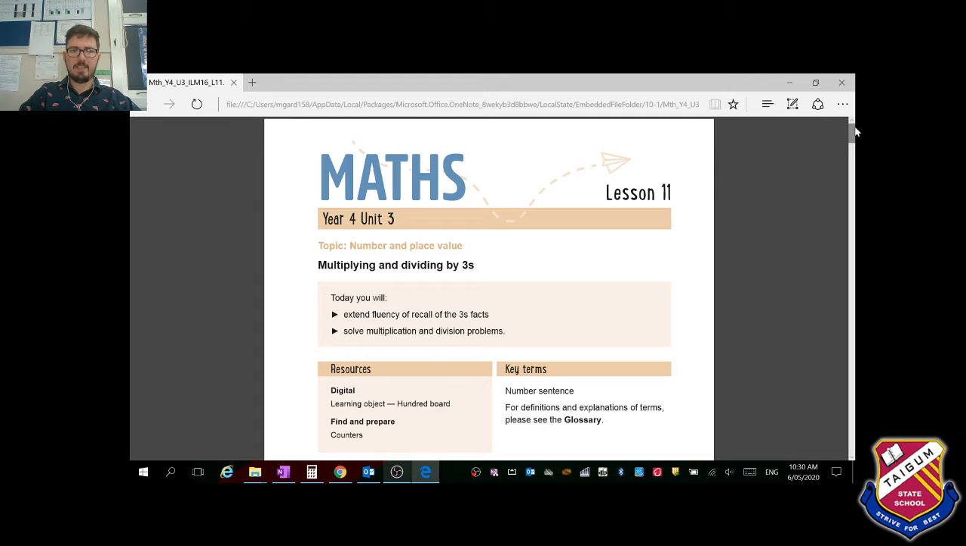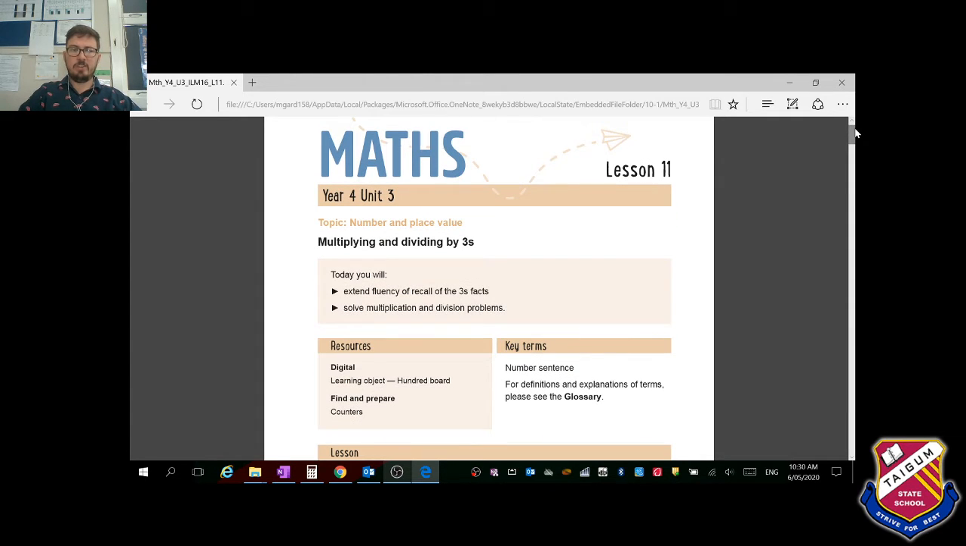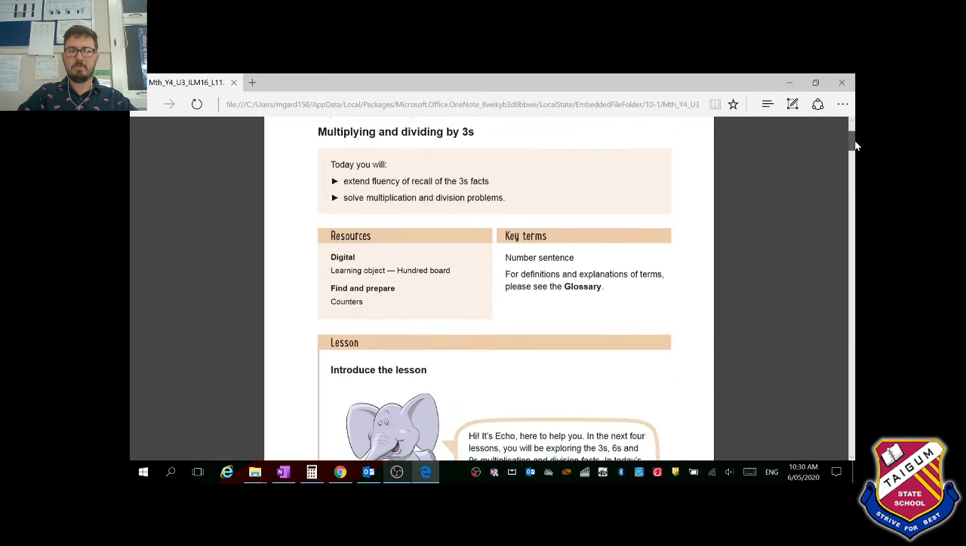Let's jump into some maths. So we're going from fractions back to multiplying and dividing. So a bit of a more simple lesson on the cards today. We're looking at multiplying and dividing by threes. So we're going to be solving multiplication and division problems and trying to recall our threes facts quickly.